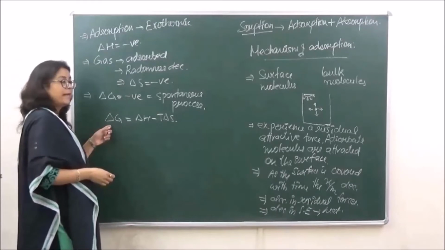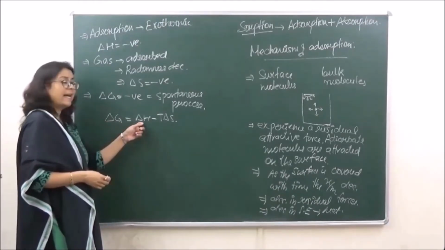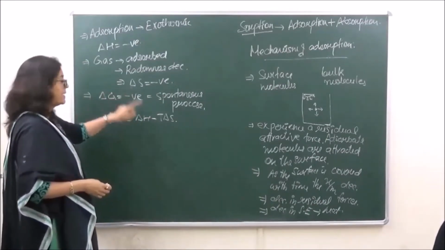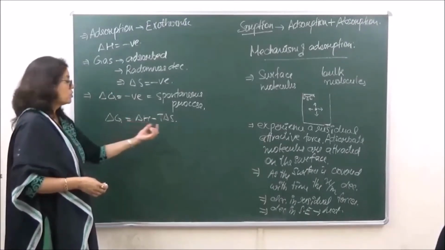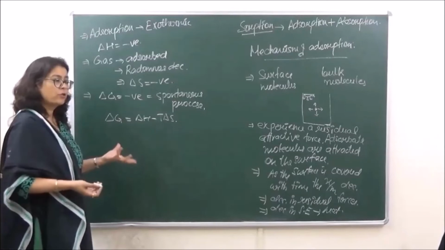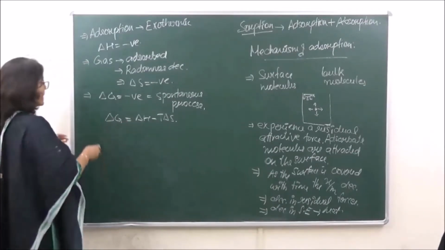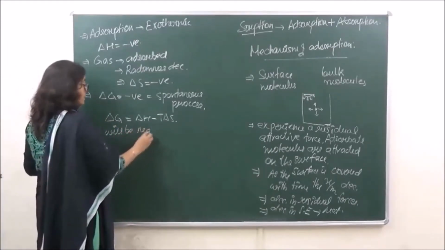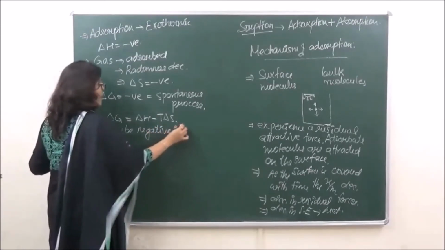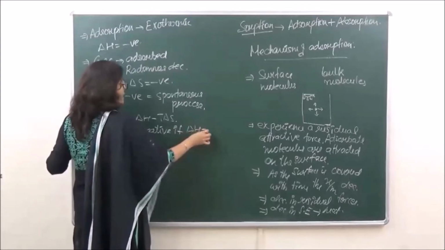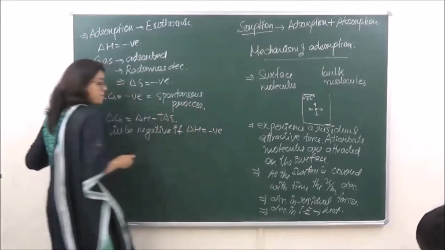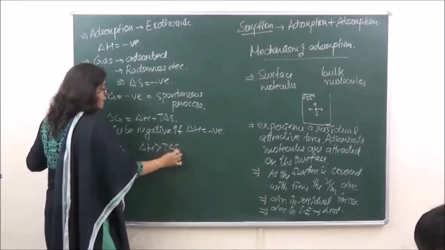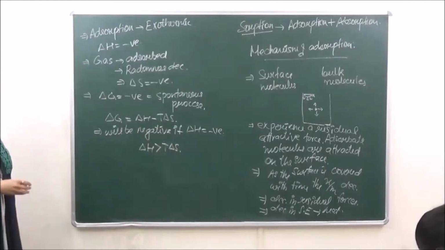Right? Now delta G will be negative when the value of delta H is negative, isn't it? Because what are we saying over here? That delta S is negative. Negative and negative will become positive. So the quantity T delta S is going to be positive. So we say that delta G will be negative if delta H is negative and the value of delta H is greater than the value of T delta S.